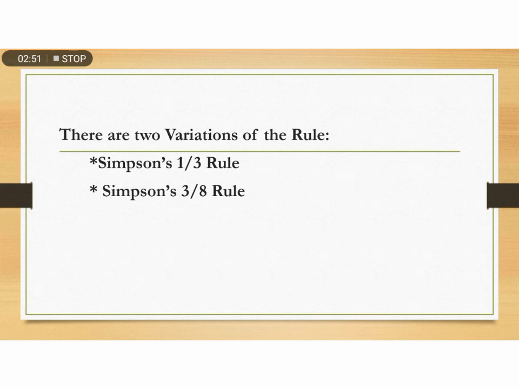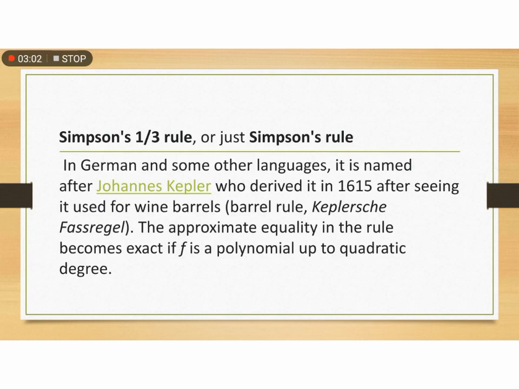There are two variations of the rule, Simpson's 1/3 rule and Simpson's 3/8 rule. Simpson's 1/3 rule, or just the simple rule, in German and some other languages is named after Johann Kepler, who derived it in 1615 CE. It is used for wine barrels, the barrel rule, and the approximate equality in the rule becomes exact if f is a polynomial up to quadratic degree.